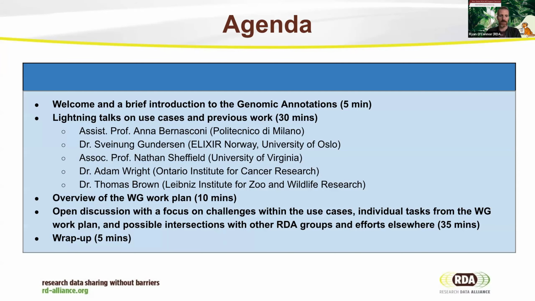I'll just go very briefly through the agenda before I hand over to my colleagues, Sveinung and Anna. First of all, we'll run through a brief introduction to the various concepts around genomic annotations. We'll then have a series of lightning talks. The first of these will be from Assistant Professor Anna Bernasconi, who is one of the co-chairs of the working group, here with us today. Then we'll hand over to Dr. Sveinung Gundersen, another one of the co-chairs, also present in the room today. This will be followed by 3 recorded talks from Nathan Sheffield and Adam Wright, both of whom are co-chairs of the group, and then from Dr. Thomas Brown, who is working at the Leibniz Institute for Zoo and Wildlife Research, who will offer a perspective from the biodiversity background on the potential impact of this group's work.